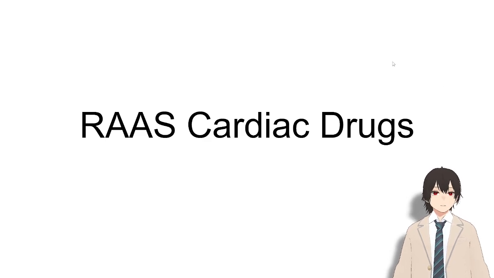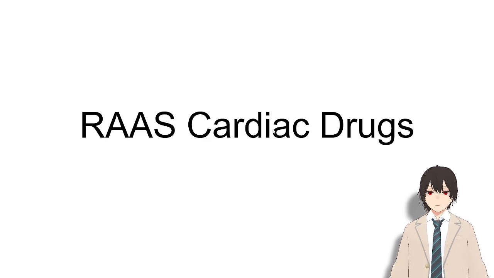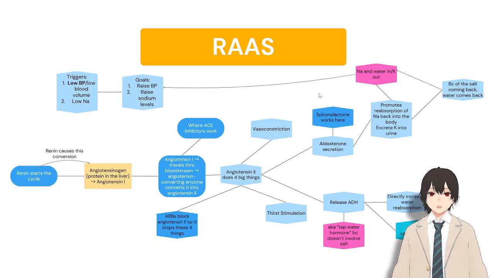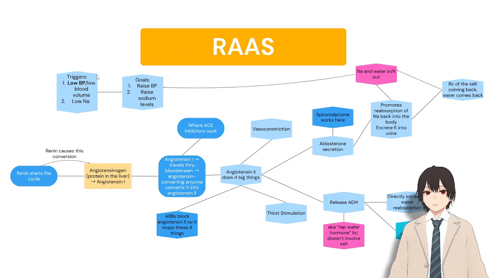Okay. So to first understand this topic, we're going to go over RAAS, the renin-angiotensin-aldosterone system. For me, I like to understand what kicks off this system, what triggers it, and what are the goals. What triggers it is when the body detects low blood pressure, like due to low blood volume, like a hemorrhage, or low sodium. And the goal is obviously just the reverse of it. You want to raise blood pressure and raise sodium levels.